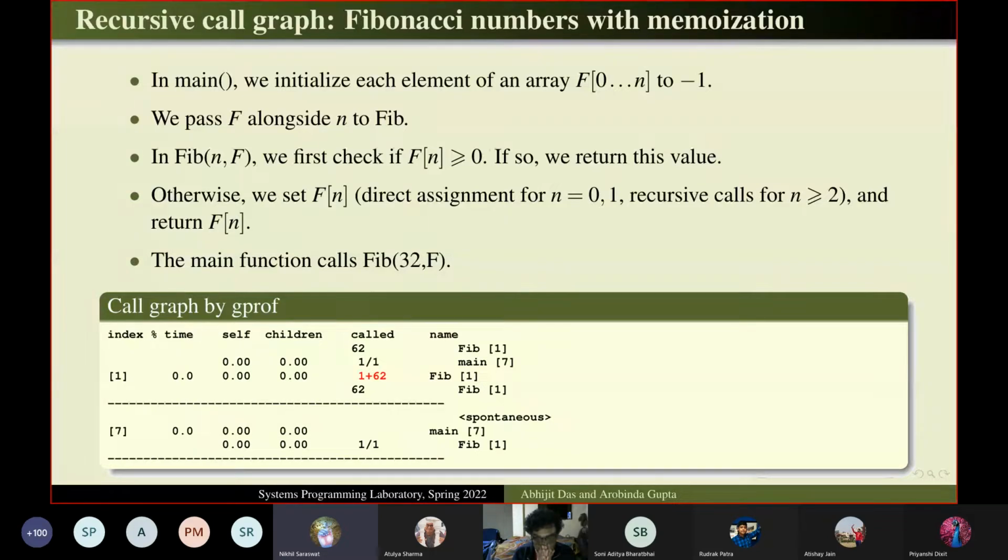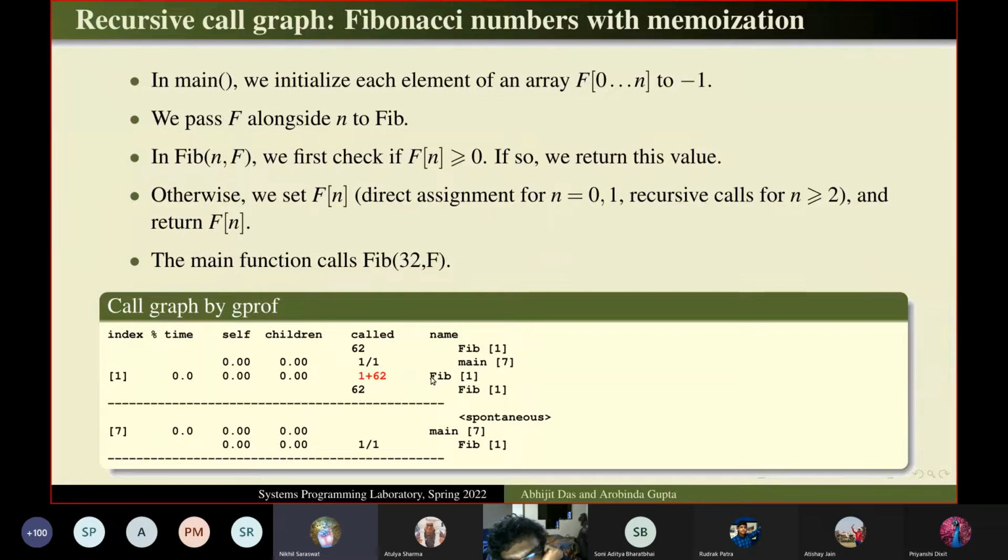Yeah, tell. Sir, I have a difficulty understanding the call graph for recursive function because the number of entries in the name column are reducing as we go from 1 to 7. How is that happening exactly?